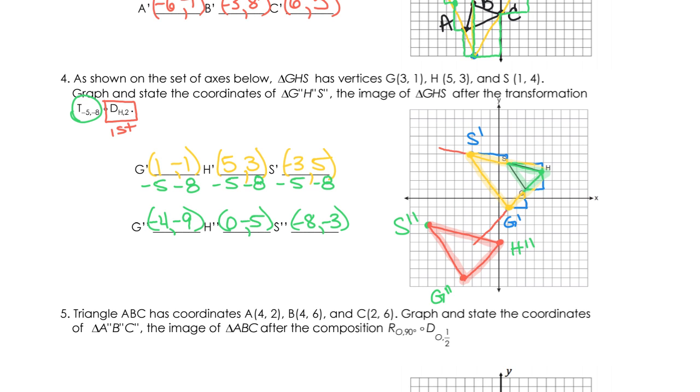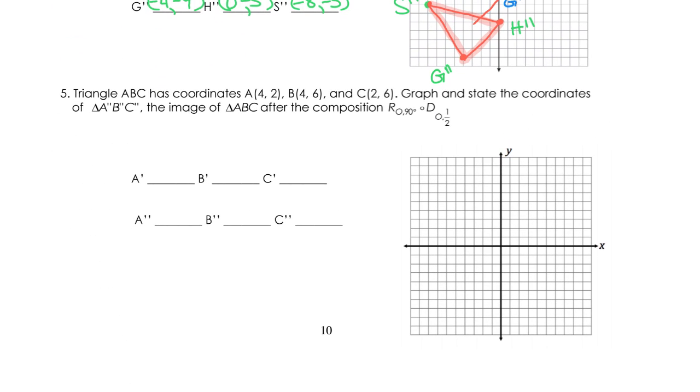Okay, so let's go ahead and finish this one off. We have one more question to go. In number 5, it says triangle ABC has coordinates of A, B, and C. They want you to graph and state the coordinates of the new triangle after the composition. So we got another composition. And we got to go ahead and graph our triangle first, too.